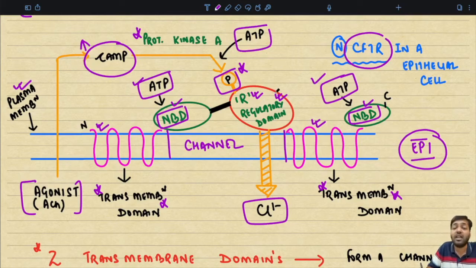Once there is phosphorylation of the regulatory domain, it is going to stimulate the ATP binding at the NBD site. So there will be ATP binding and hydrolysis, and that is going to activate the CFTR channel, which we can appreciate over here, formed by the two transmembrane domains. So this is the normal functioning of the CFTR, and at the end there is secretion of the chloride ions.